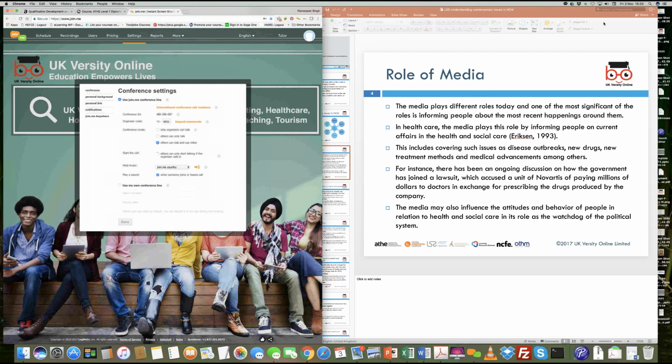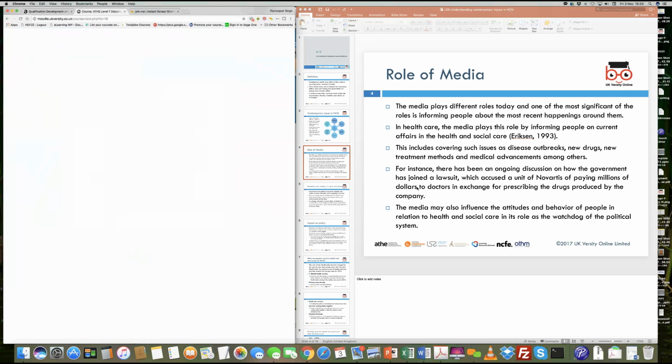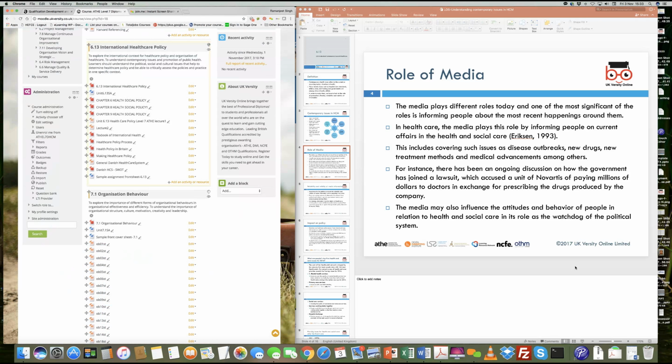We also had these attacks happening in Scotland in particular. So the role of media is important because they have a role to play in informing people about the status of affairs in the health and social care sector. And sometimes they are able to share information in the form of breaking news in terms of outbreaks of diseases like the Ebola virus, which we spoke about a couple of minutes back, and also in the case of some new treatments or drugs which are introduced by the NHS and NHS related contractors.